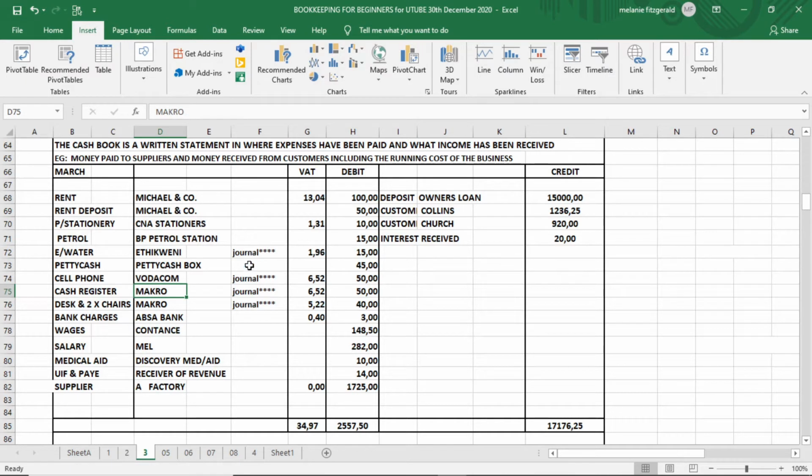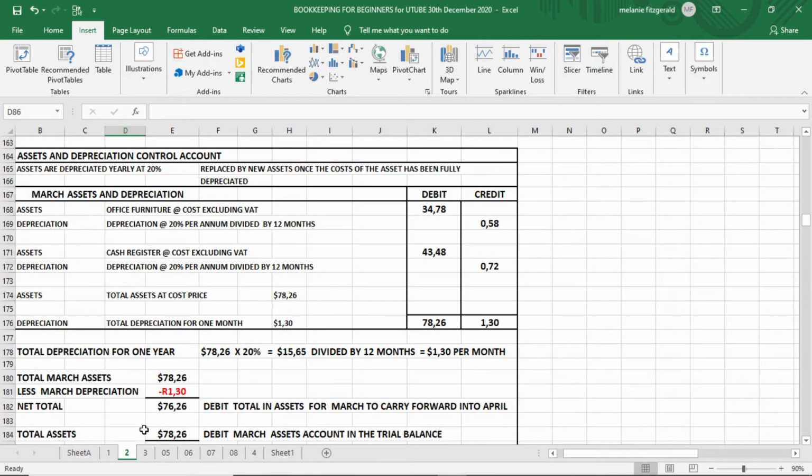These entries here, these journal entries. Okay, these items that I've got here marked as journal entries, they're going to go in a journal account, but that's for later. I'm just putting them here as a reminder that these are journal entries. Cash register and desks and chairs. And as I was just saying now, remember the cash register that we did in the last episode, and the office furniture, the depreciation on those.